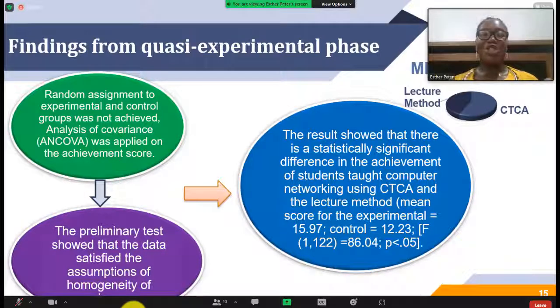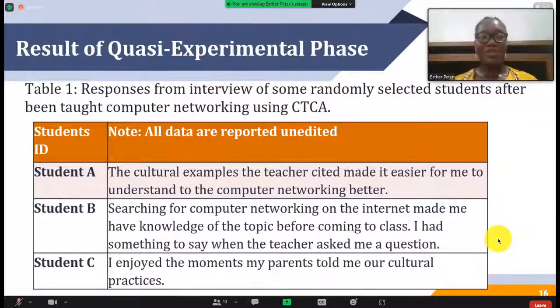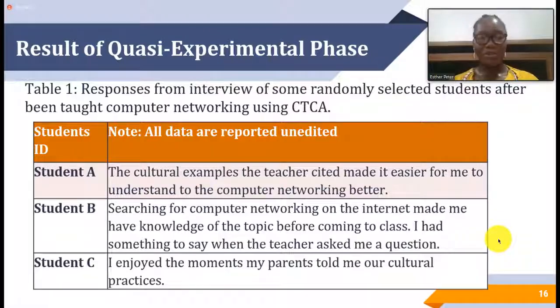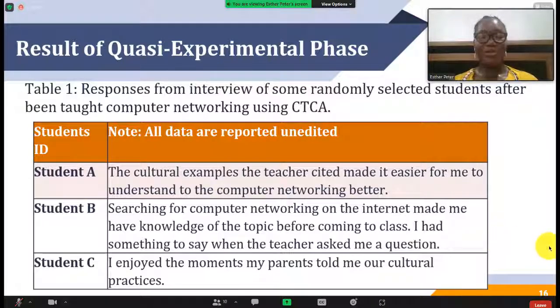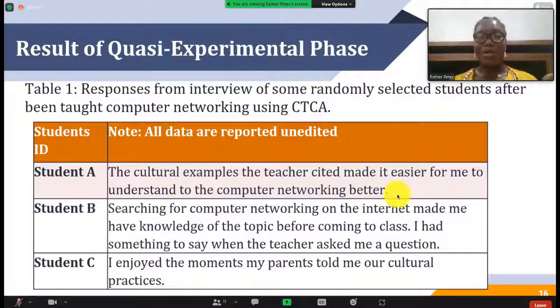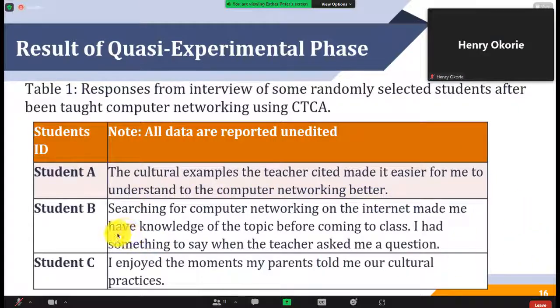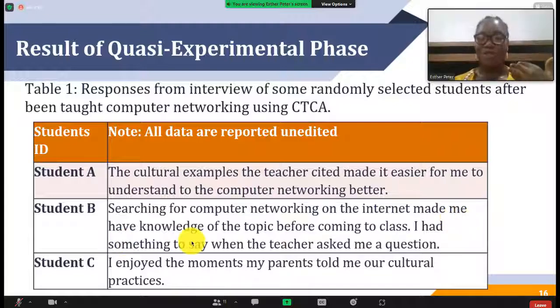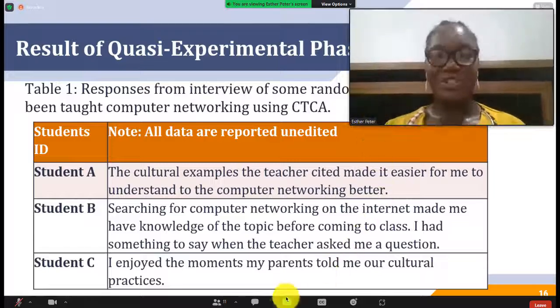From the quasi-experimental phase, the results show that there's a statistically significant difference in the achievement of students of computer networking using CTCA and the lecture method. And these are the responses of the students when they were interviewed. The first student said the cultural example the teacher cited made it easier for me to understand computer networking better. The second one said searching for computer networking on the internet made me have knowledge of the topic before coming to class. I had something to say when the teacher asked me a question. That was the view of student B.